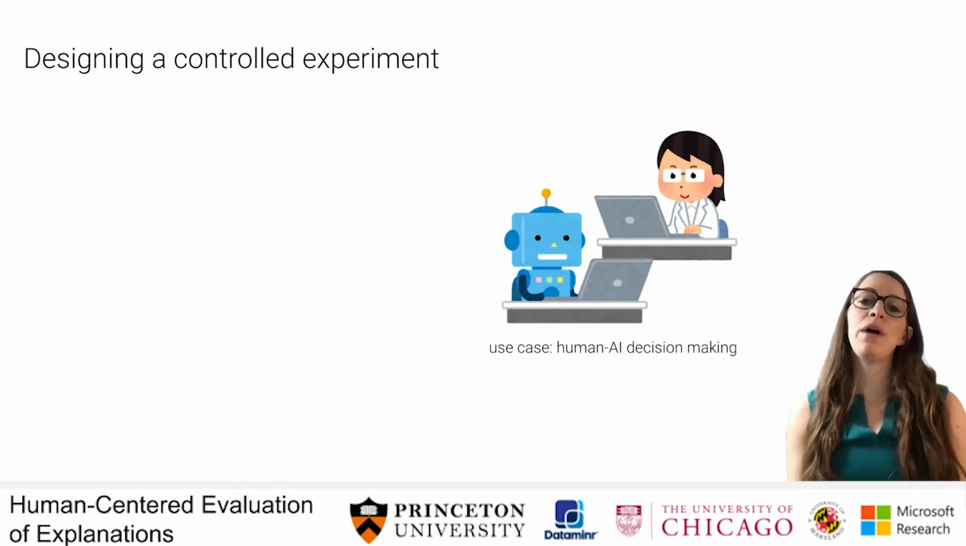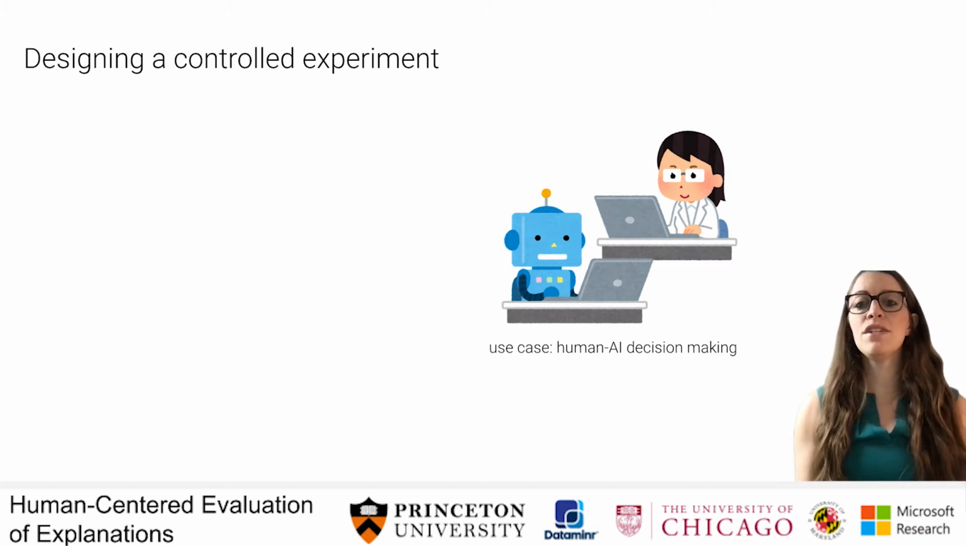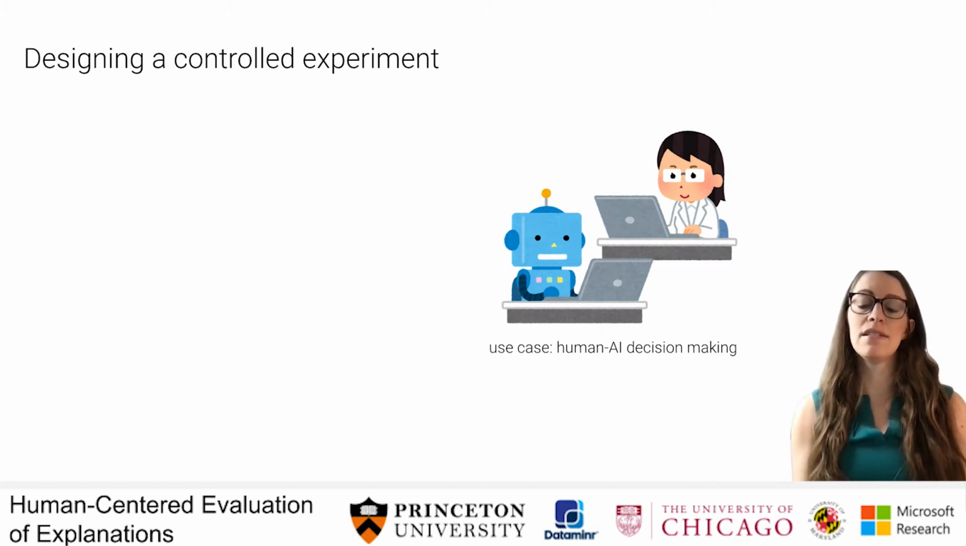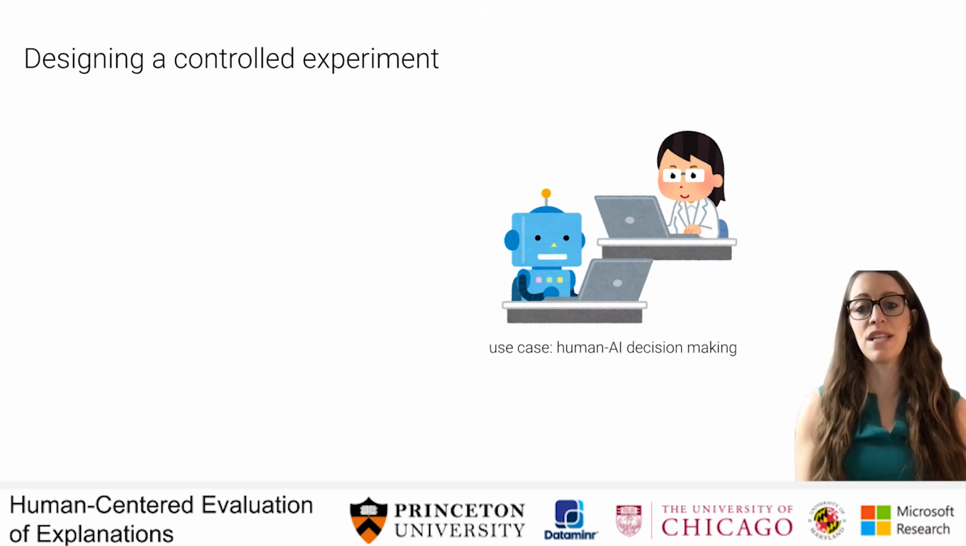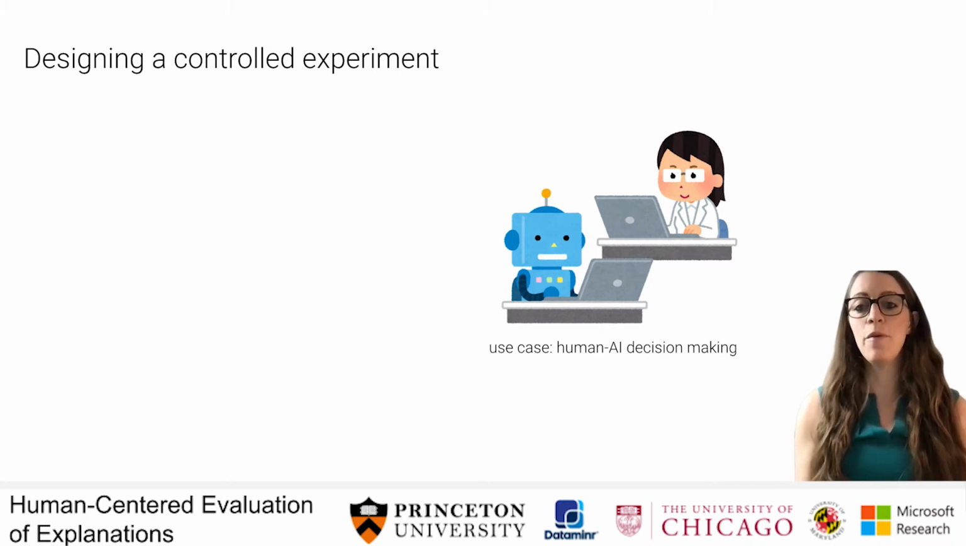So let's walk through how you design a controlled experiment. Particularly, we suggest application-grounded experiments centered on an explanation use case. We'll talk through high-level considerations for experiment design now, and Vera will discuss some specific examples of application-grounded experiments in the next part of the tutorial.